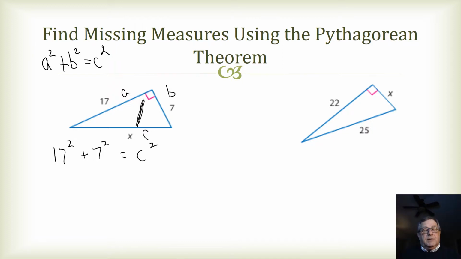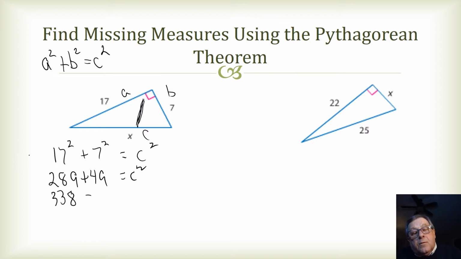Now let's see what 17 squared is. I don't remember off the top of my head. 289. So we got 289 plus 49 equals c squared. And 289 plus 49 is equal to 338. That's c squared right there. 338 equals c squared. And to isolate the c, we're going to take the square root of 338 equals c.